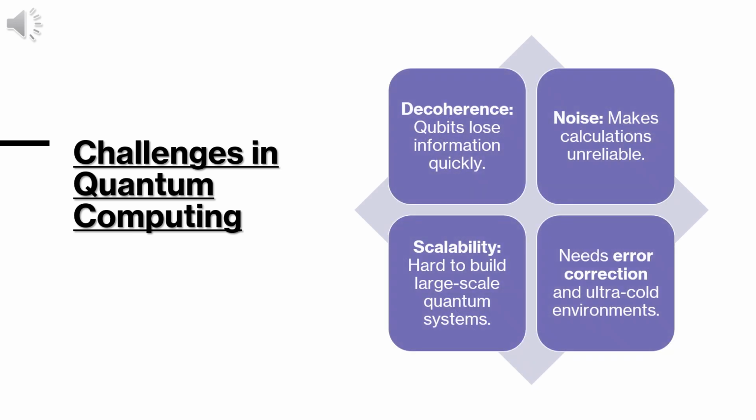Quantum computing is still in its early stages, and there are big challenges. Decoherence means that qubits lose their quantum state very quickly. Noise from the environment causes errors in calculations. It's also very hard to scale. Building a quantum computer with many stable qubits is a big task. That's why researchers are working on quantum error correction, which is like fixing the mistakes qubits make, but it's very complex.